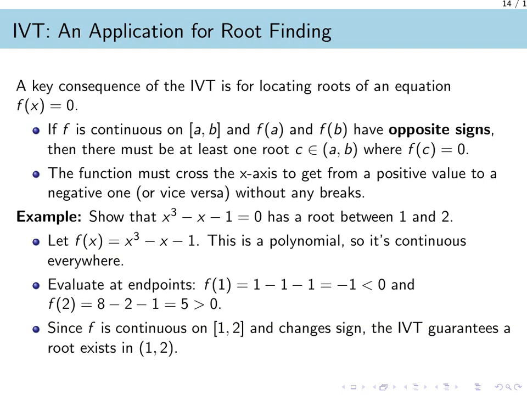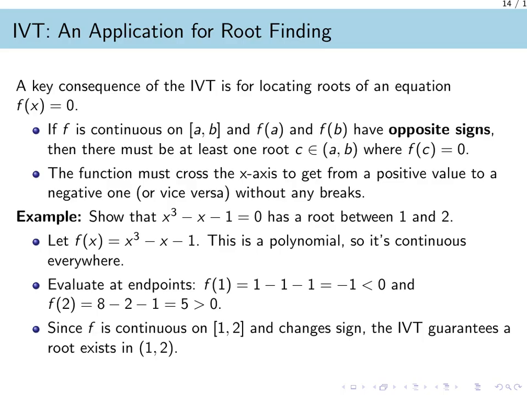One of the most practical applications of the intermediate value theorem is for locating the roots of an equation. A root is simply a value of x that makes a function f of x equal to 0, which is where the graph crosses the x-axis. The theorem tells us that if a function is continuous on a closed interval and its values at the endpoints have opposite signs, it must cross the axis somewhere in between.